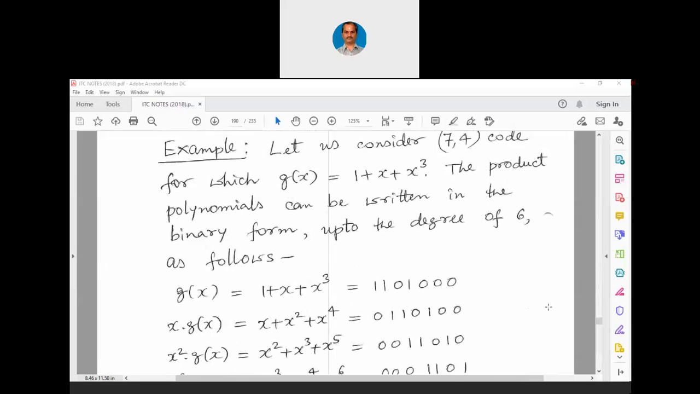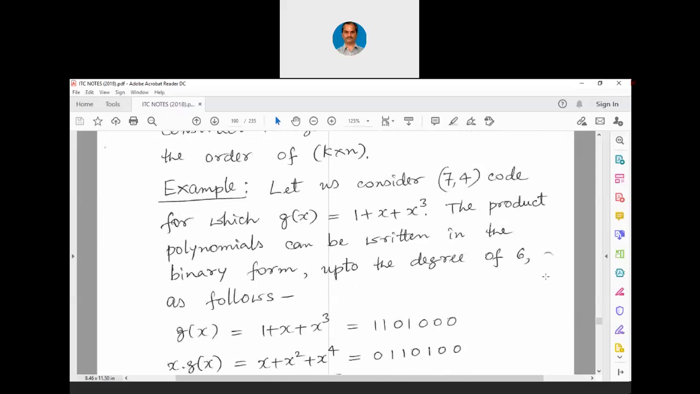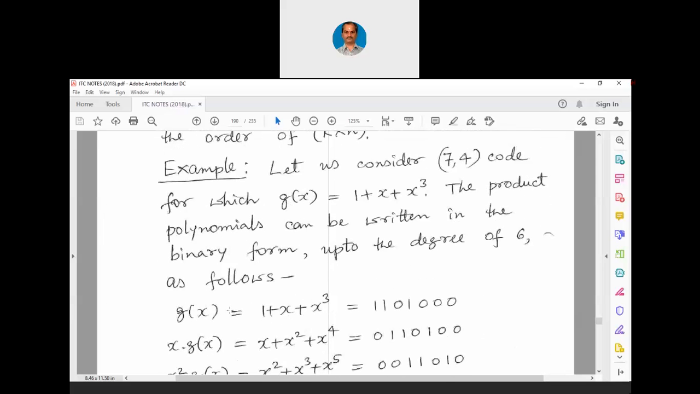Let us see an example. Let us consider a 7, 4 code for which g of x is given as 1 plus x cubed. Now the product polynomials can be written in the binary form up to the degree of 6 as follows. Why 6? Here, see, x power k minus 1 into g of x. It will go on that way. So let us write it now. G of x is 1 plus x cubed.